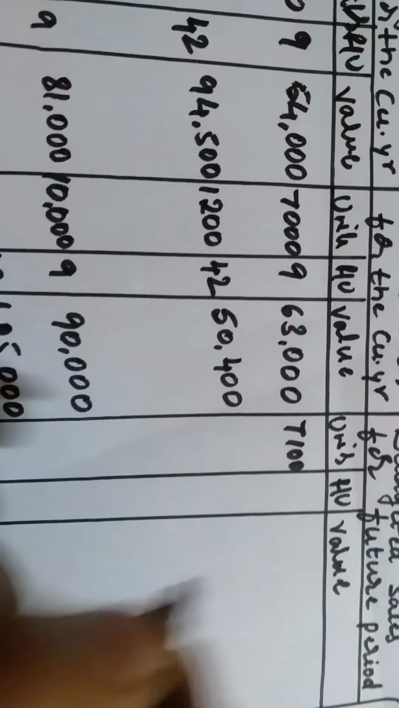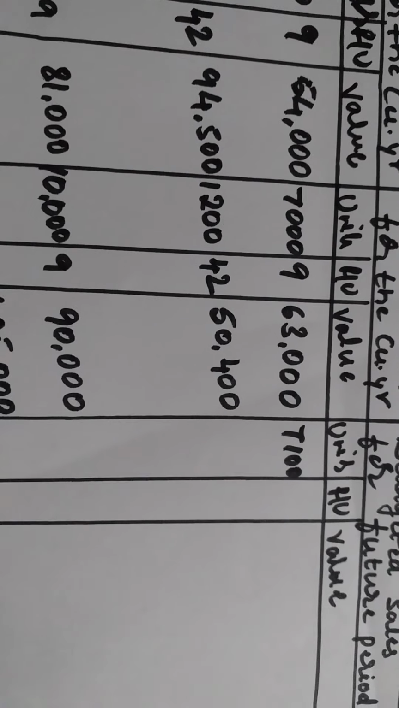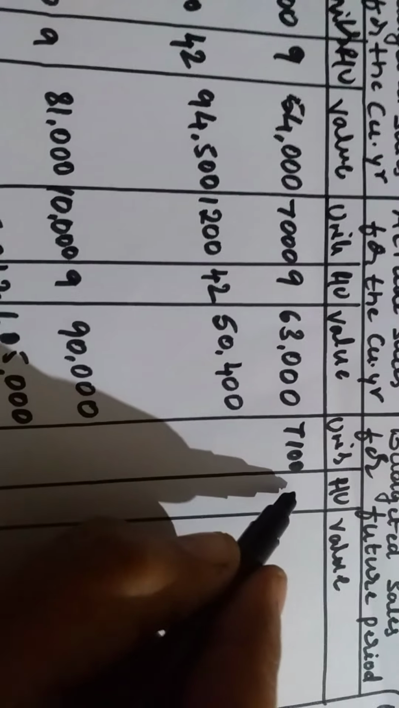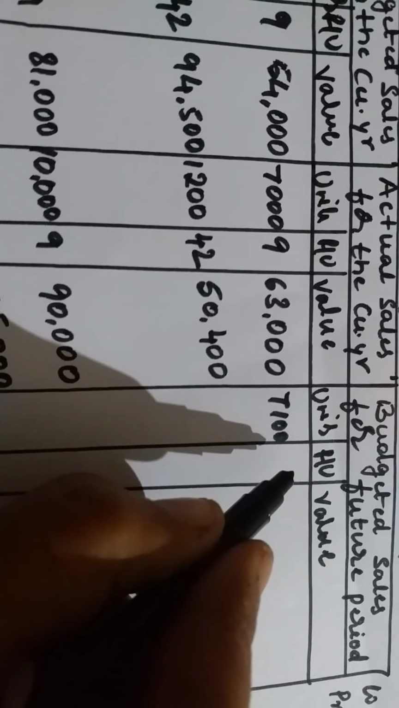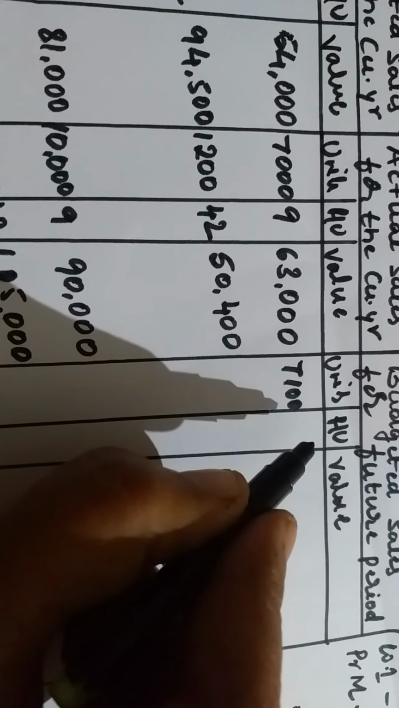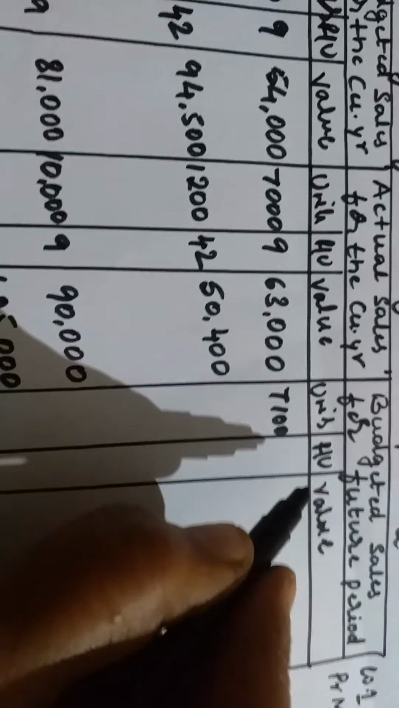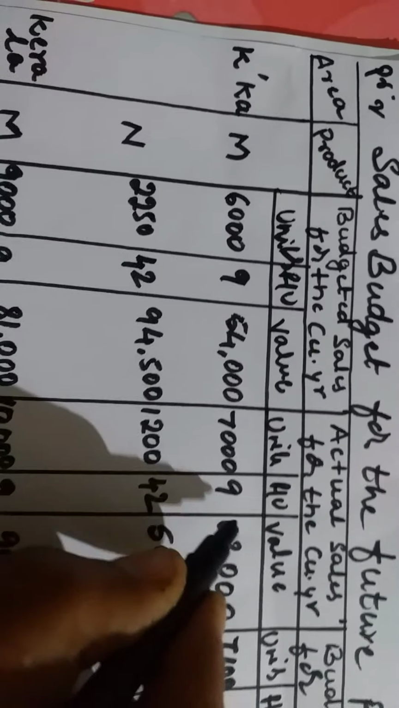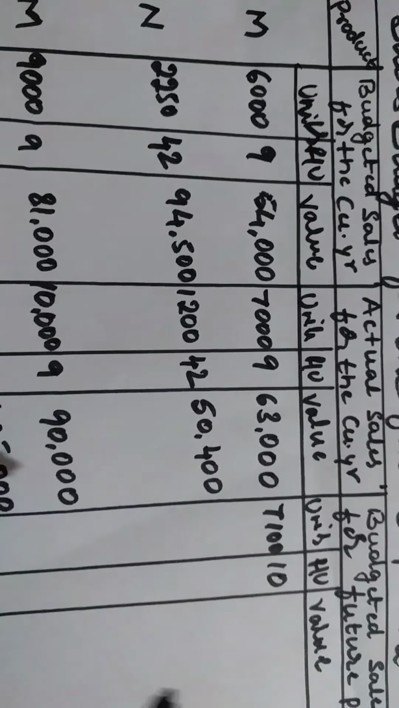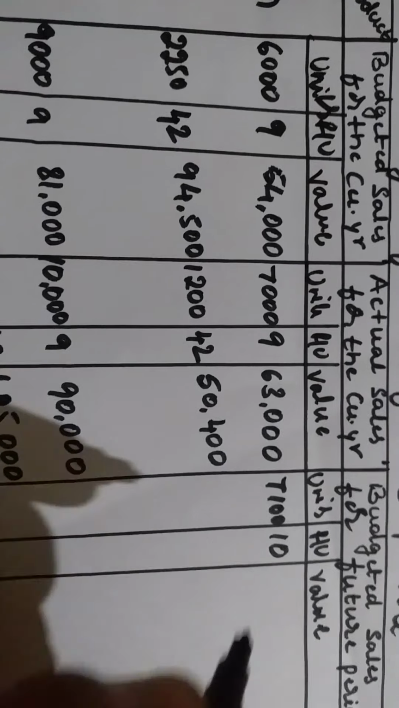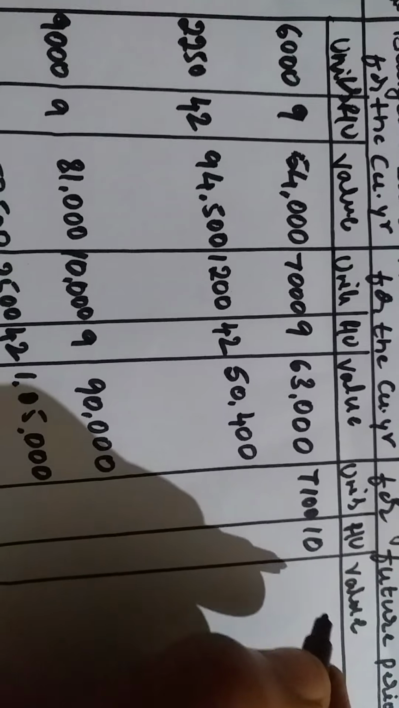And what is the rate per unit? It is already mentioned in the problem that the rate per unit is 9 rupees for product M, and as it has a favorable demand in the market, if its price is increased by 1 rupee, its sales will not be affected. So the 9 rupees has been increased to 10 rupees. That is the additional information. And by this, the value of budgeted sales for the future period will be 71,000.